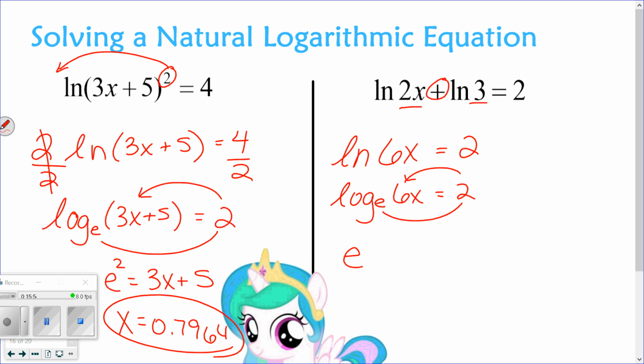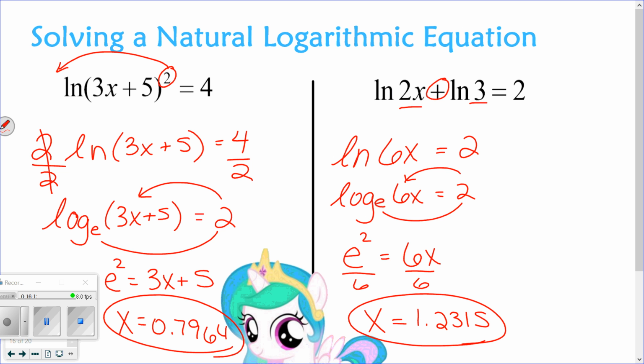So e squared equals 6x. And then divide by 6. Just have to grab that calculator. Beautiful. 1.2315. And again, double check. 2 times that, not negative, so I'm good.